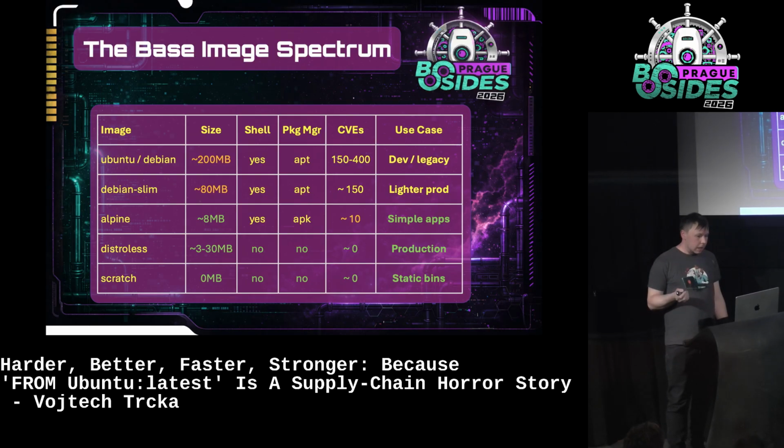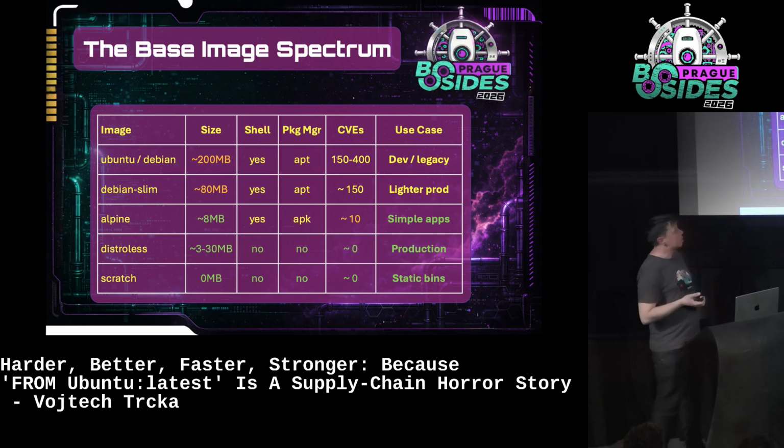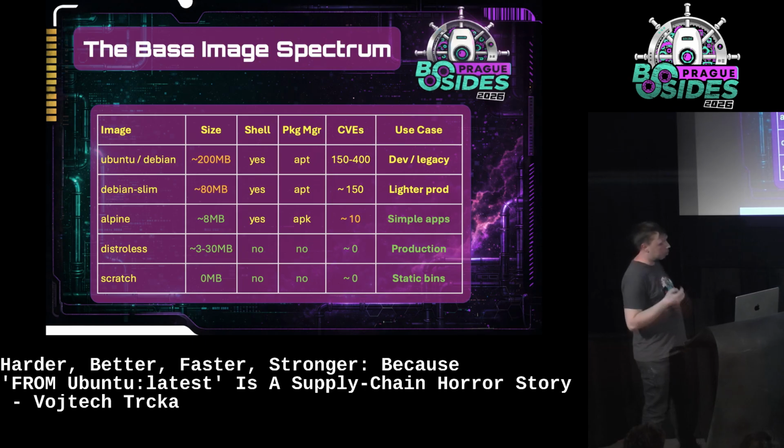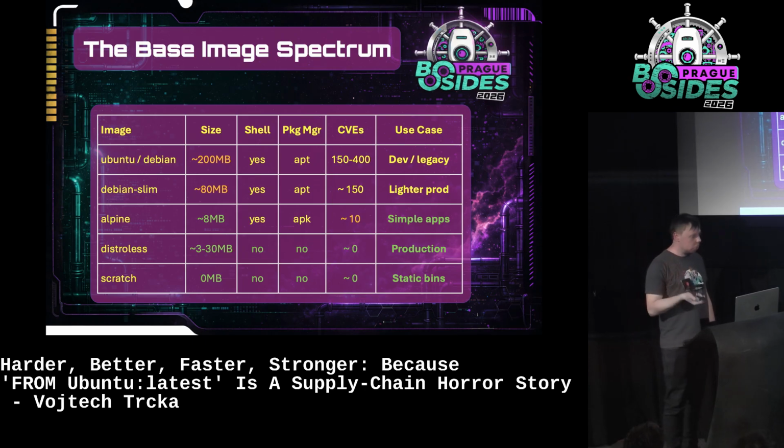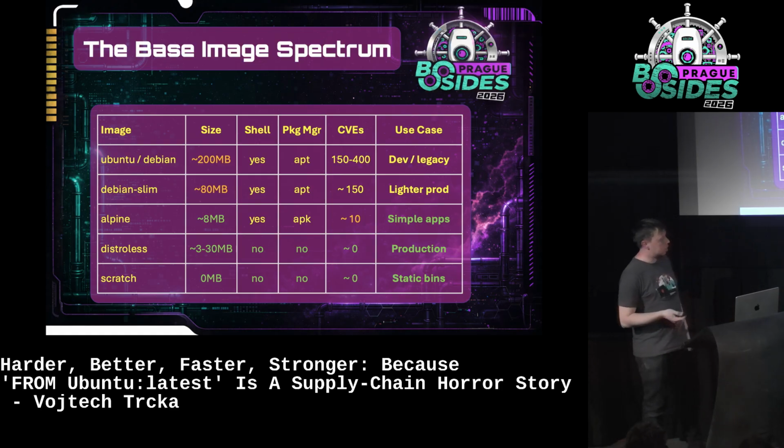And then distroless. That's my favorite. Just the runtime. No extras, no shell, no package manager, no easy abuse. And finally Scratch. Zero. Nothing. It's really good for static Go binaries.